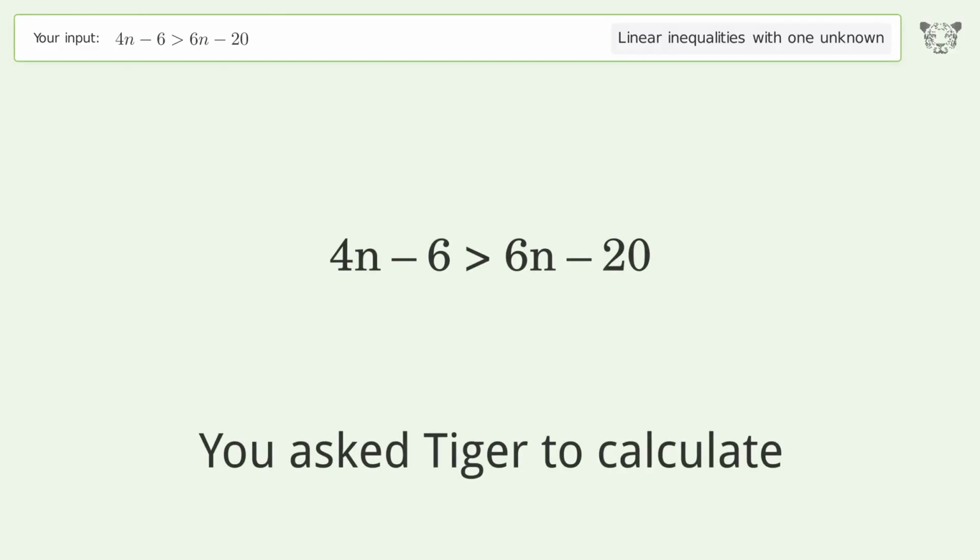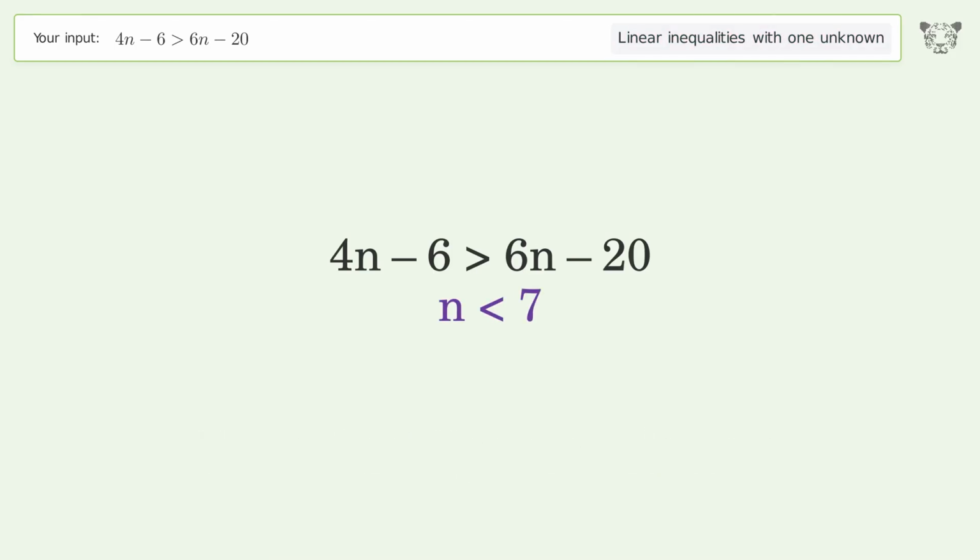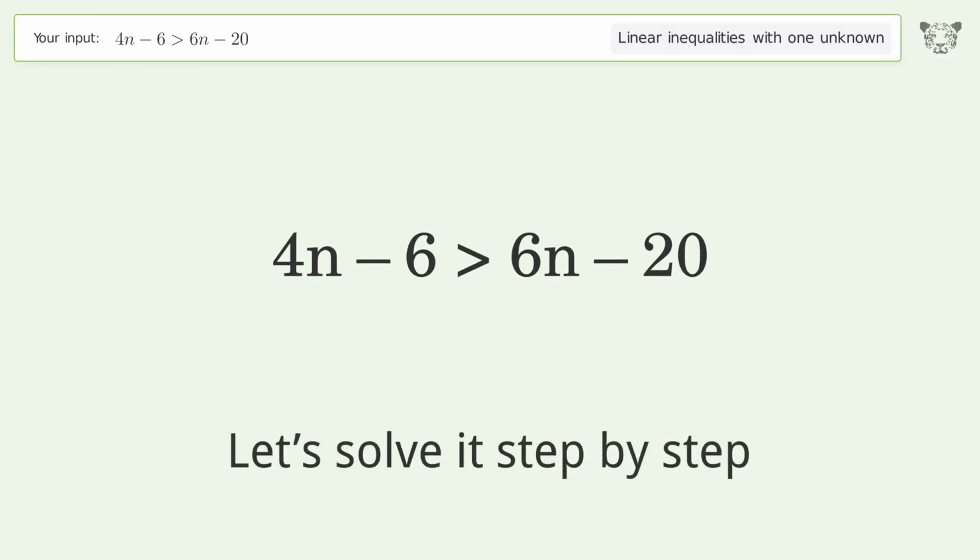You ask Tiger to calculate. This deals with linear inequalities with one unknown. The final result is n smaller than 7. Let's solve it step by step.